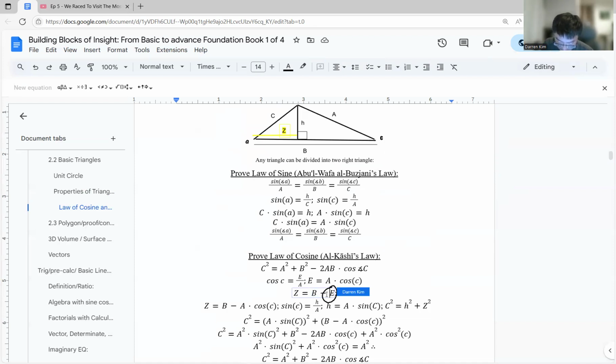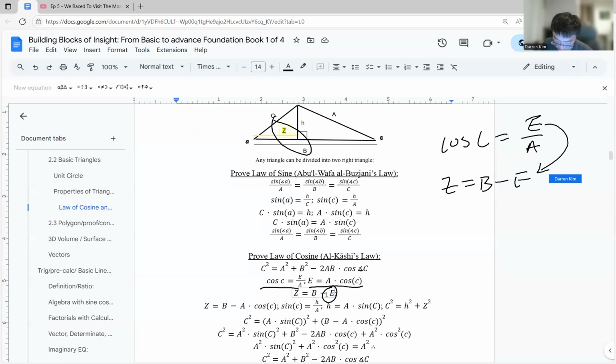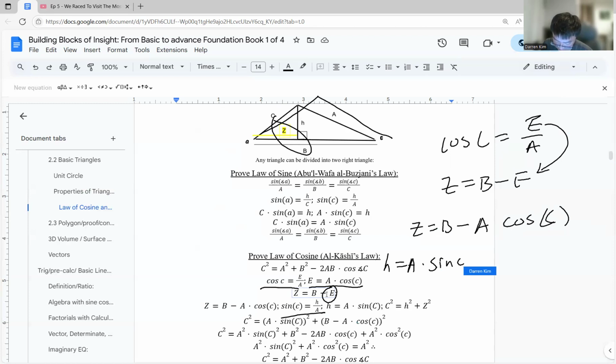We also get E, because E is true over here. E is A cosine C from this. So what does that mean? Cosine C equals E over A, right? And then Z equals B minus E from this thing over here. You can substitute E over here, so Z equals B minus A cosine C, right? We're already getting into the form that we want, but then we need a sine C over here. So sine C from this thing over here is H equals A sine C.